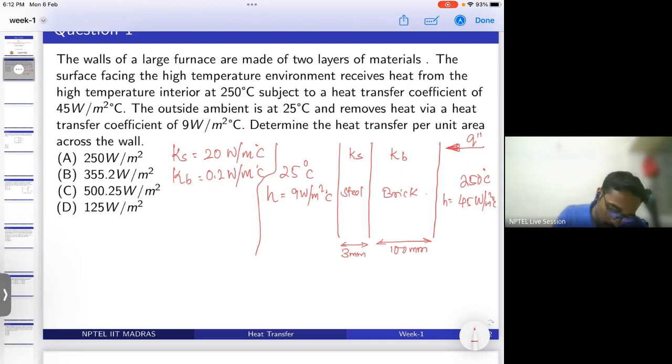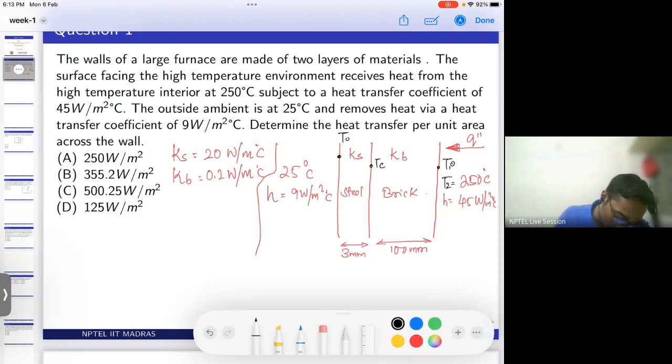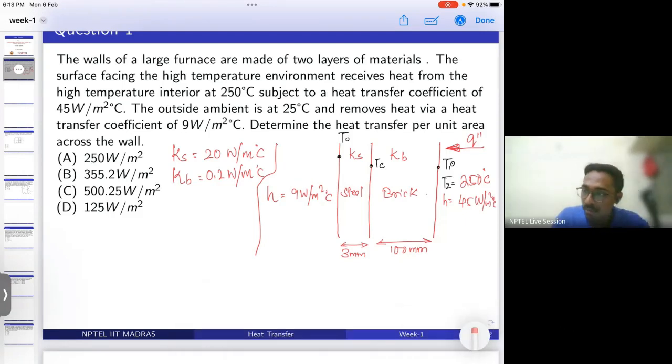So I will start solving this out. First we will define some temperatures here. This I am writing as T0. This is TC and TI, and this I am writing as T2. That is 250, that is the interior temperature, and the ambient temperature I am writing as T1. That is 25 degrees Celsius.